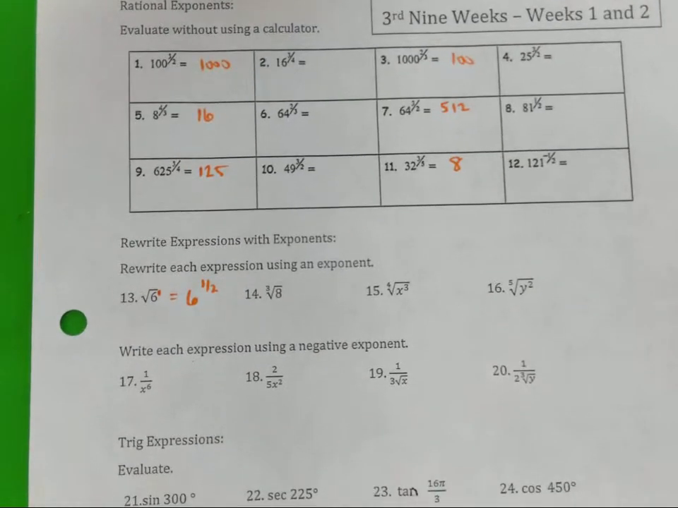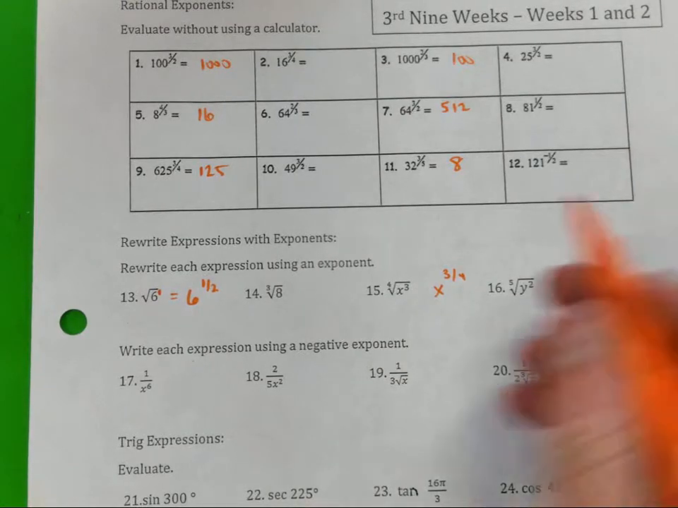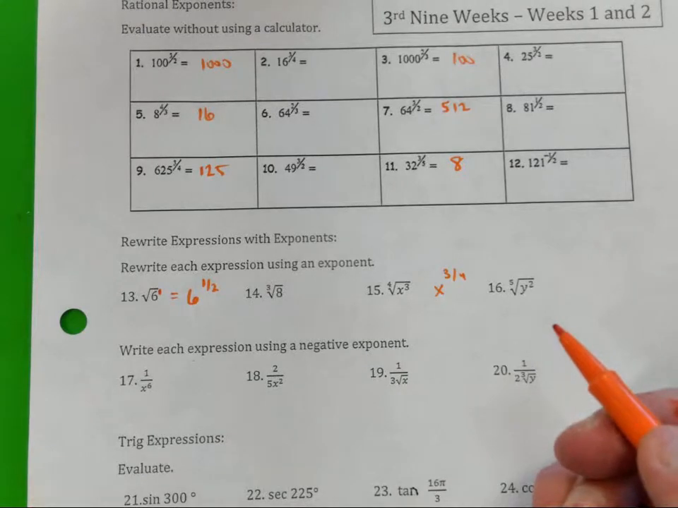Okay. Number 15. How would I write that? X to the what? 3/4, because the root is 4. That's in the denominator. And the 3 is going to be in the numerator.